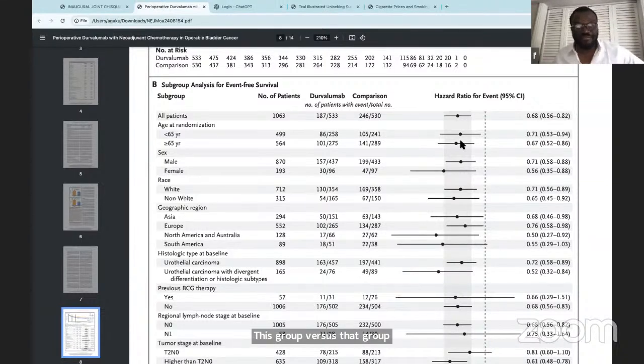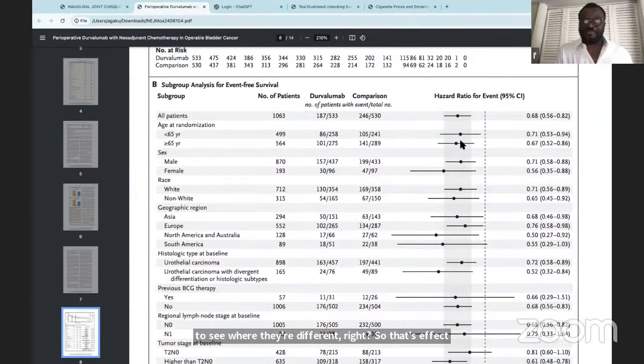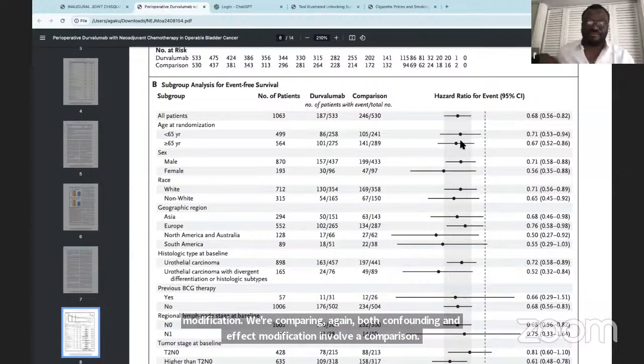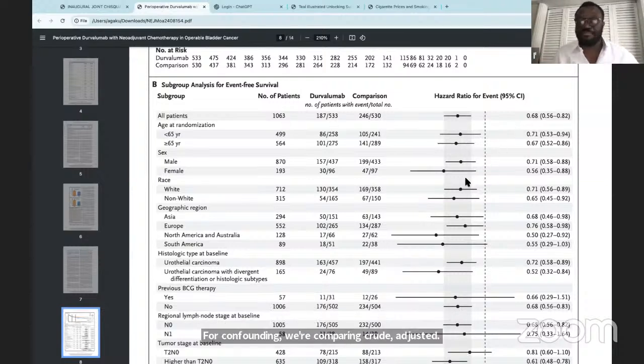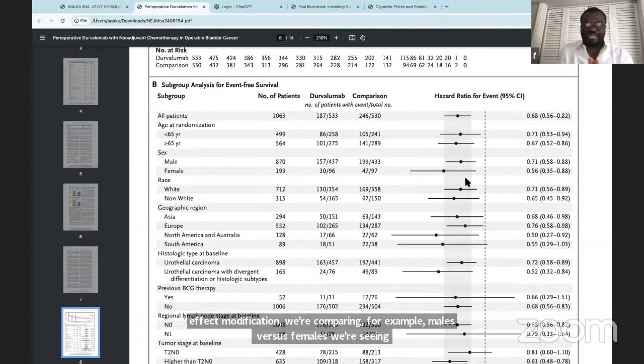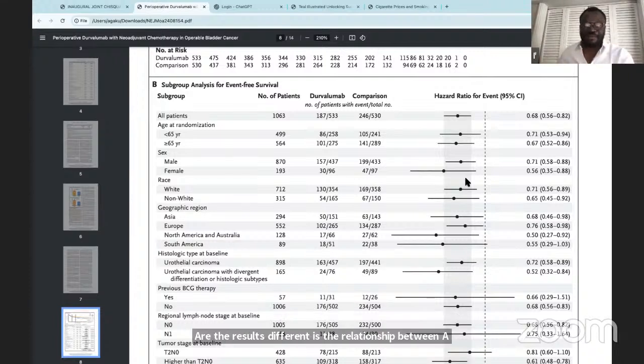So that's effect modification. Both confounding and effect modification involve a comparison. For confounding, we're comparing crude and adjusted. For effect modification, we're comparing, for example, males versus females. We're seeing, are the results different? Is the relationship between A and B different among males versus among females? So that's the difference.